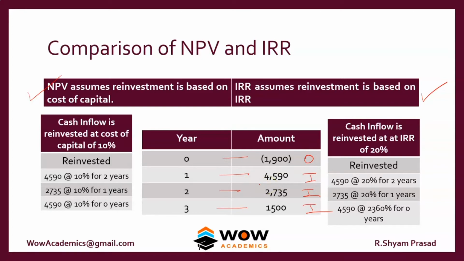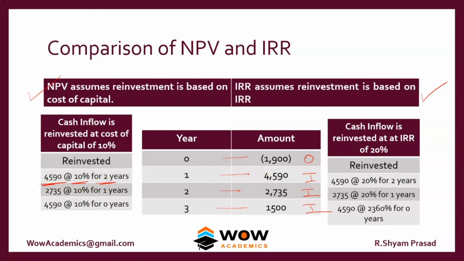How many years are left for the project to get completed? The entire second year, the entire third year. So 2 years this money can be invested, right? Where can you invest it? NPV assumes that this 4590 can be invested at the cost of capital of 10% for the 2 years.